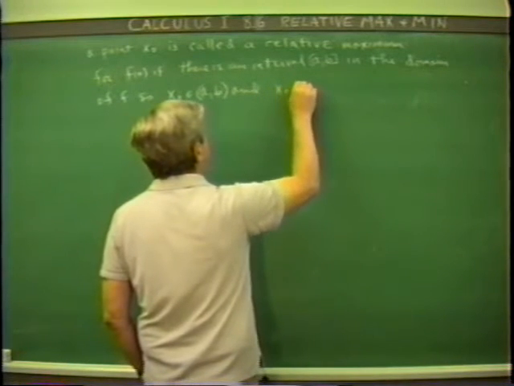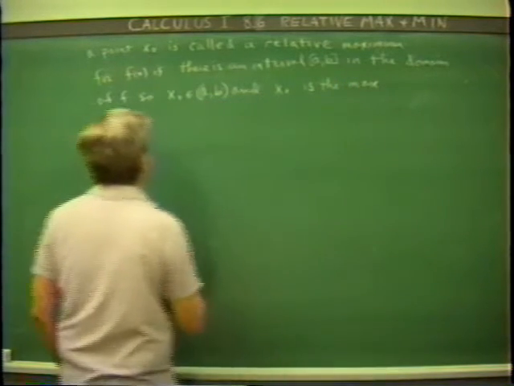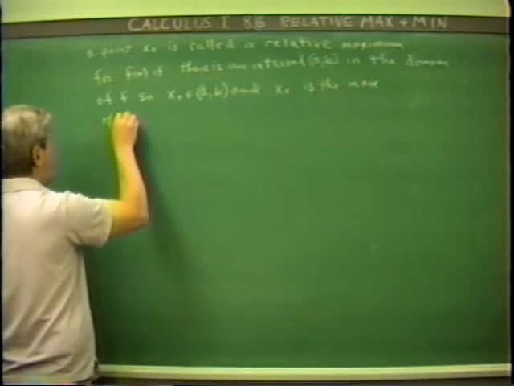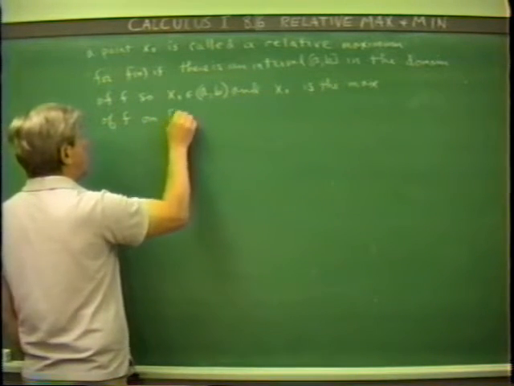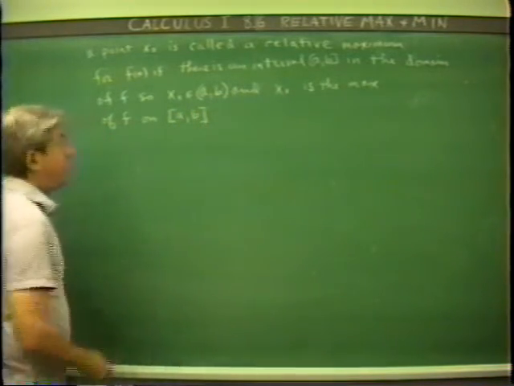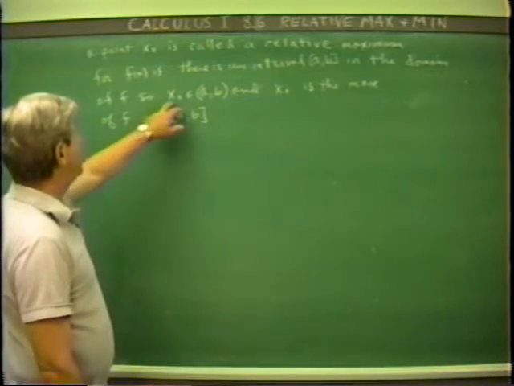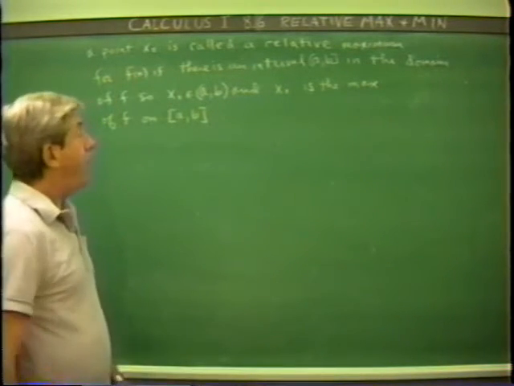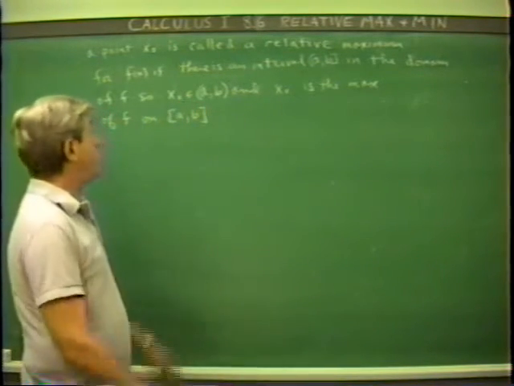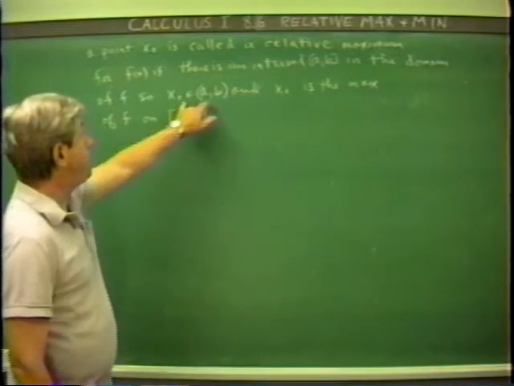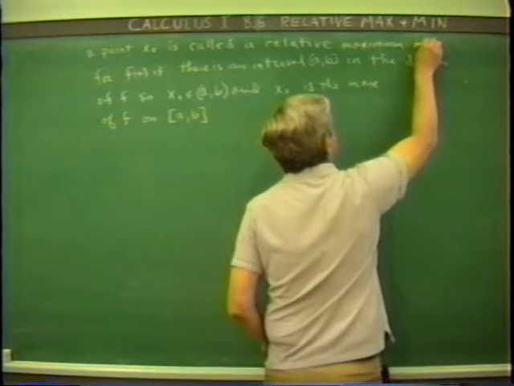x naught is the maximum of f on the closed interval AB. This is a little confusing sometimes because the point x naught is frequently called the maximum, although actually it's the function which takes on its maximum at x naught. Right? So what must happen is that there must be some interval on which x naught is the maximum, however small this interval might be.